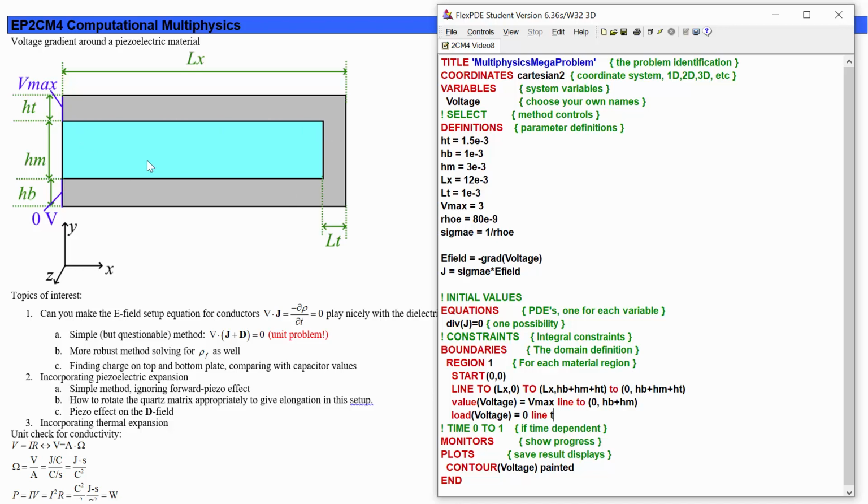So we'll say line to Lx minus Lt would be this x coordinate, HB plus HM, to the same x position, but just HB up, and then to an x position of 0, and the same height. Now we'll again set a value condition for voltage. Value voltage is 0. Line to close.